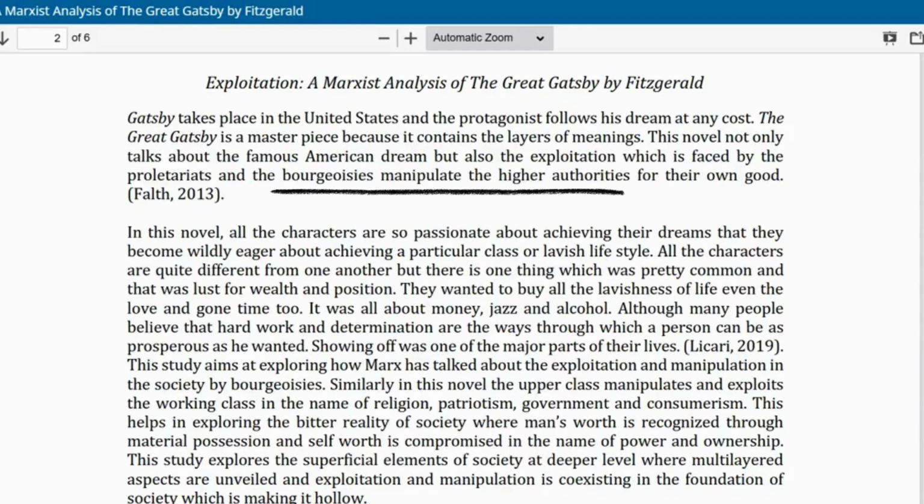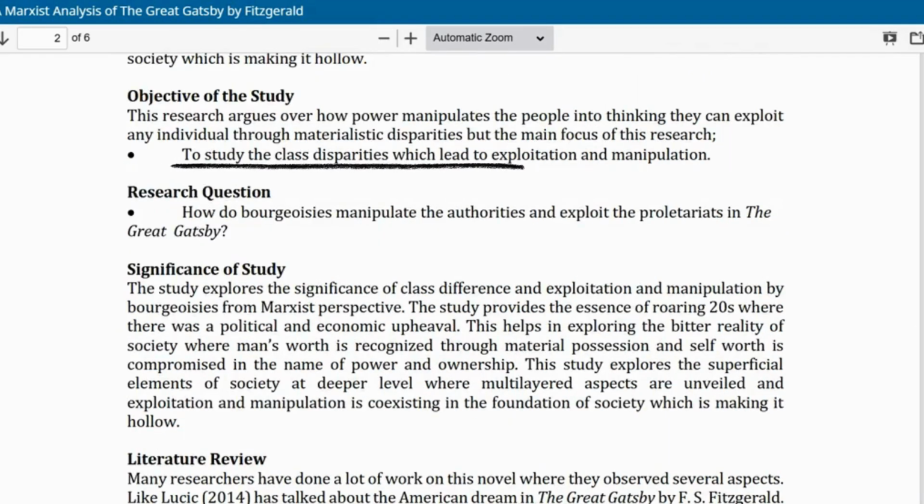They describe characters who desire wealth and social position and state that the novel also reveals how the bourgeoisie exploit the proletariat. The authors then connect the topic to the research objective, which is to study class disparities that lead to exploitation and manipulation. The research question asks how bourgeoisies manipulate authorities and exploit the proletariats in the novel. In the significance of the study, the authors explain that the research examines class difference and exploitation from a Marxist perspective and reveals how material possession determines social worth.